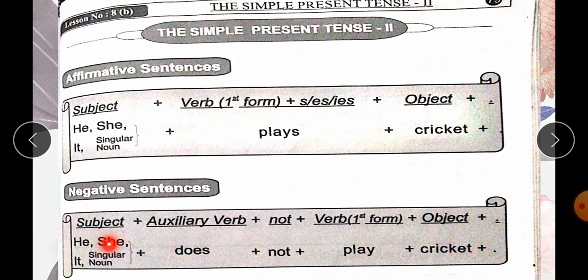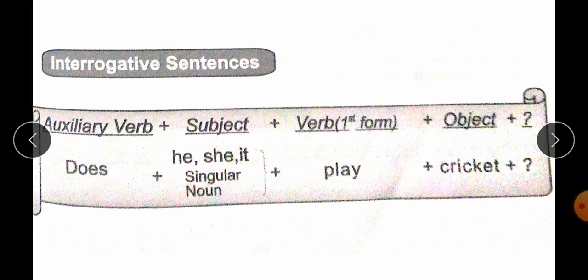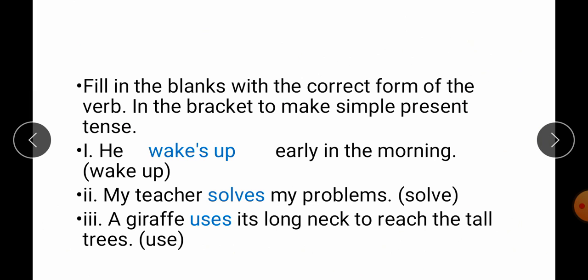So the structure will be subject plus does not plus first form of verb without s, es or ies plus object plus full stop. Interrogative sentence. Students, we will write auxiliary does in the beginning of the sentence, then at the end we will put question mark. Does plus subject plus first form of verb without s, es or ies plus object plus question mark. Now come to its exercise.